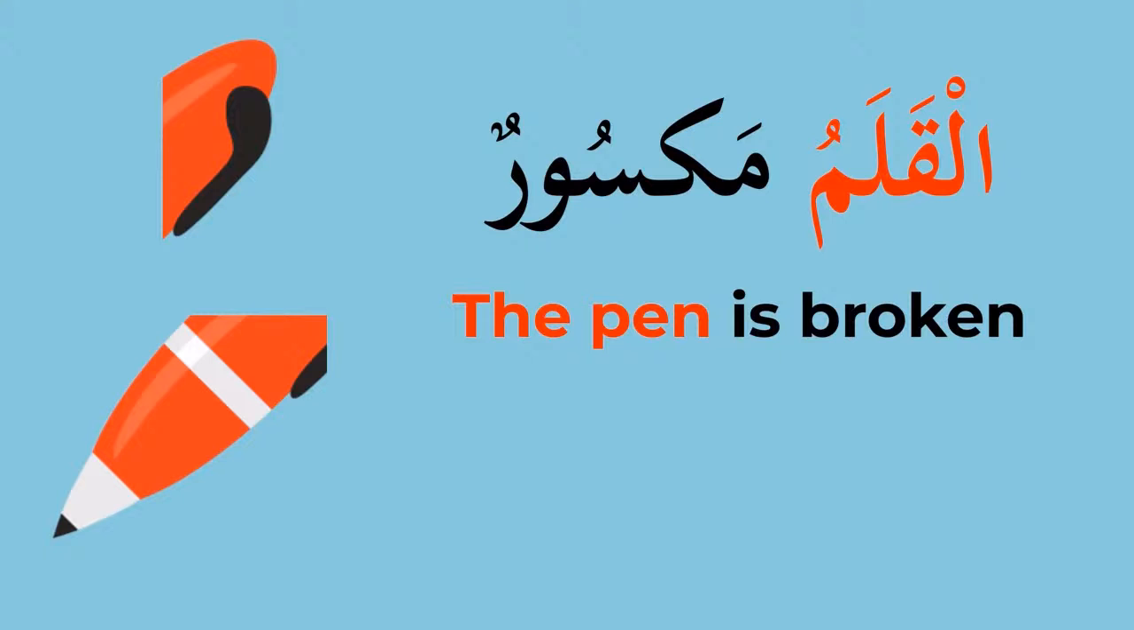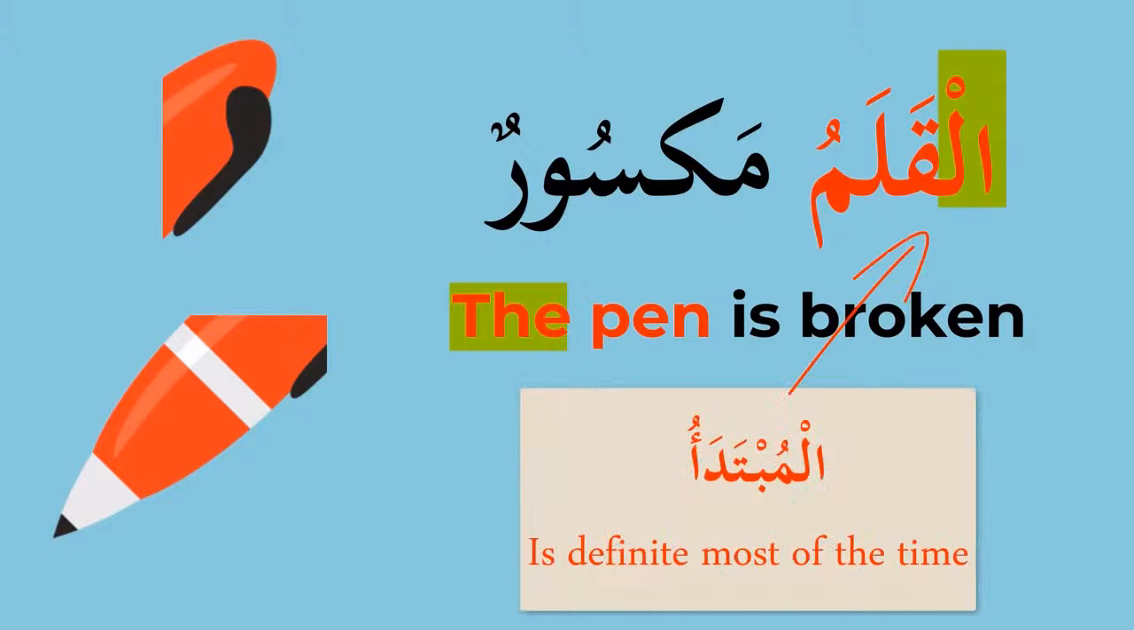Say it loudly. The pen. What did you say? The pen. You started the sentence with the pen. The pen is broken. You started with that. You will always start with, what did you start with? The. It means you started with a definite noun. The mubtada will be most of the time definite.